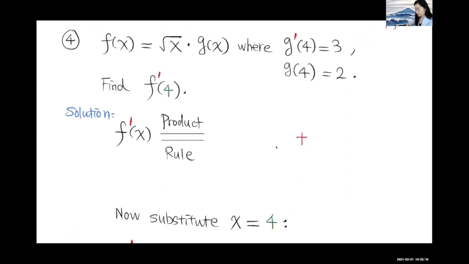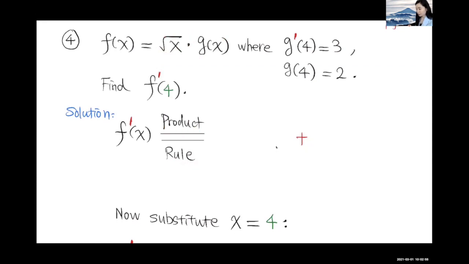Now, number 4. This one over here gives you this function, which is the product of this one and this one, where we also know the derivative of the function g at 4 is equal to 3, and g of 4 is equal to 2. We try to find the derivative of this function f when x equals 4. So first, I will need to find the derivative of this function first. So I'm going to differentiate this function. Because this is in the form of a product, we're going to use the product rule.